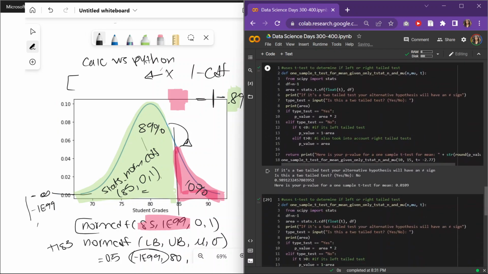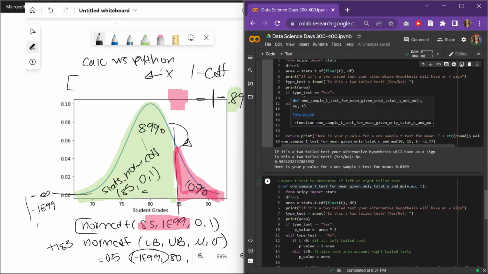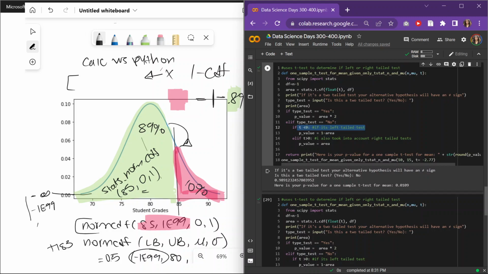I was like, why does this look a little opposite? Because it doesn't make sense that if t is less than 0, then it should be a left-tailed test. Because wait, hold on. Now I'm confused. If t is less than 0, then it's a left-tailed test, but that didn't make sense to me because if t is greater than 0, the p-value is equal to the area. Oh, here's what didn't make sense to me. So I did 1 minus the area if t is less than or equal to 0. But that didn't make sense because 1 minus the area would give you the red part.